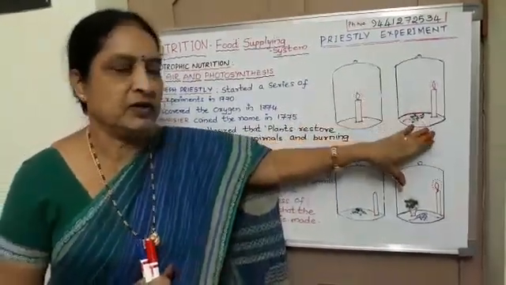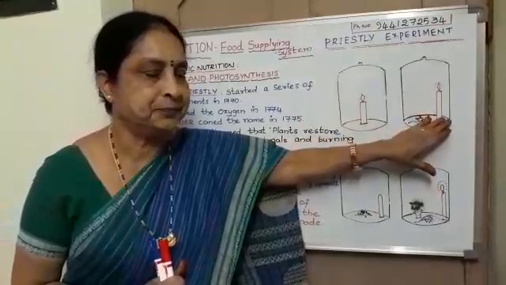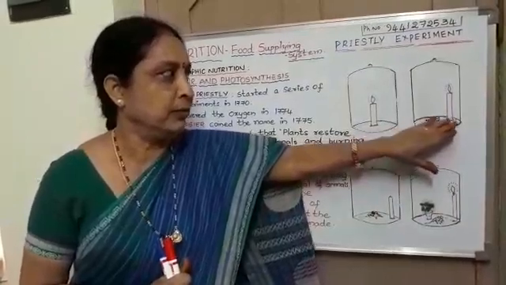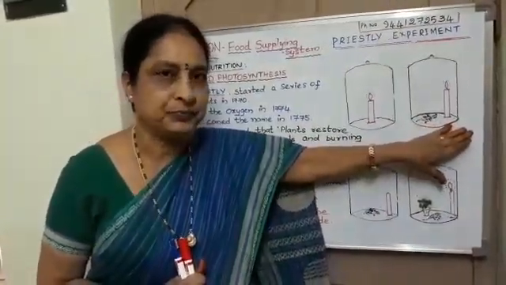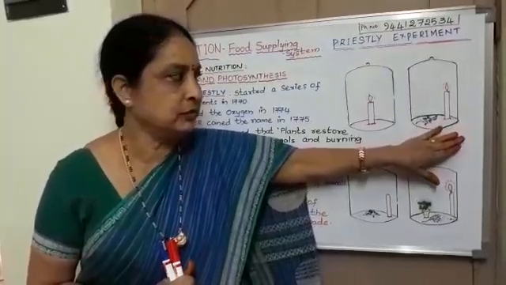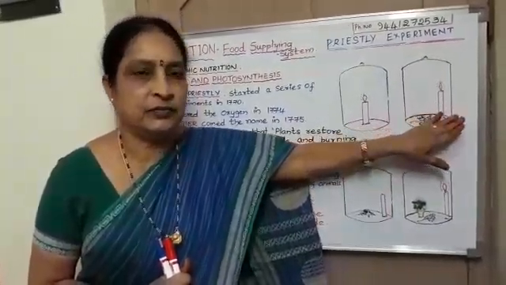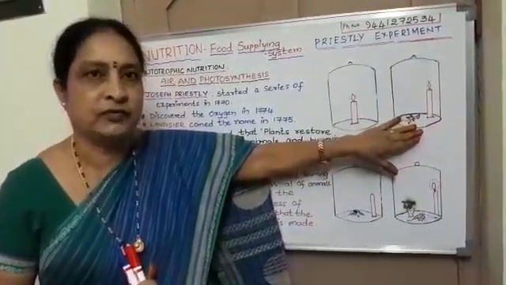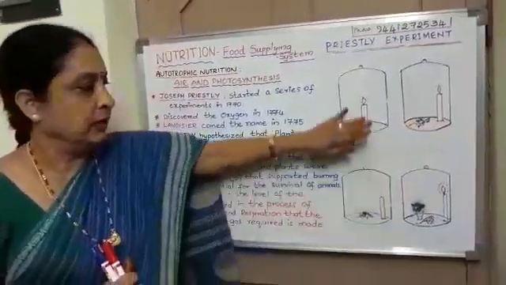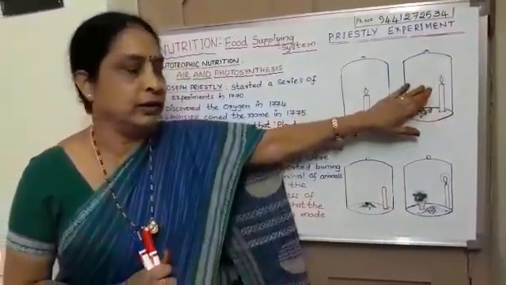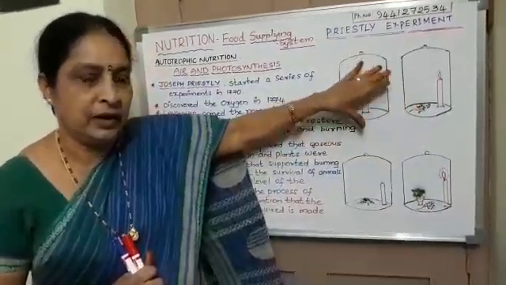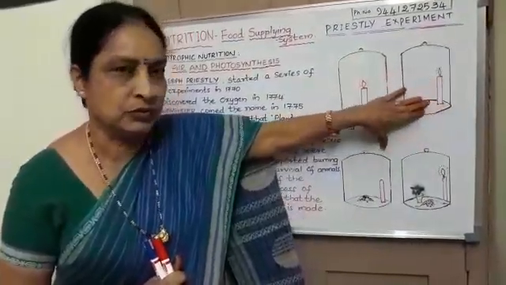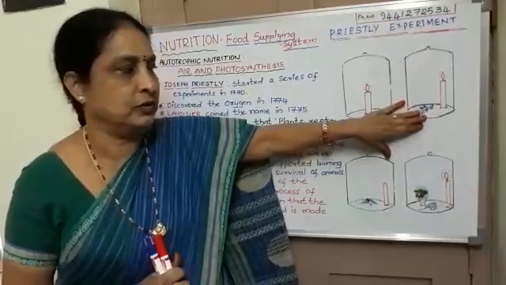Then in the second phase, again he lighted a candle and along with it he placed a mouse in the bell jar. The bell jar was now closed, and after some time he observed the candle was extinguished, which means put off, and the mouse got suffocated and finally died. And he assumed that some gas in the air was damaged by both the burning candle and the mouse.